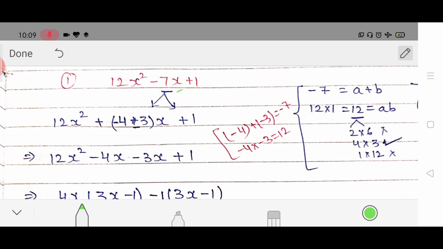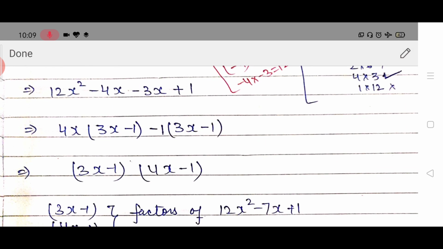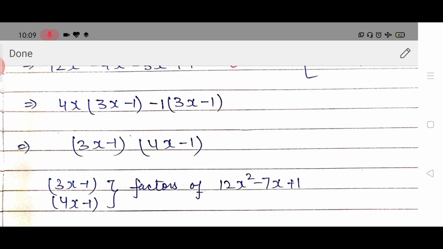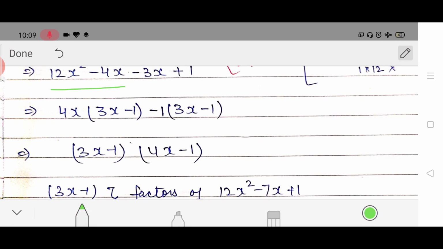This had the variable x, so we have written x here. Now 12x square as it is, you have just opened the bracket here: -4x and -3x plus 1. Now what you can do, as you can see here, in both these terms x is common, and 4 and 12 both come in the table of 4, so we have written 4x here. What is remaining inside: 3x minus 1.